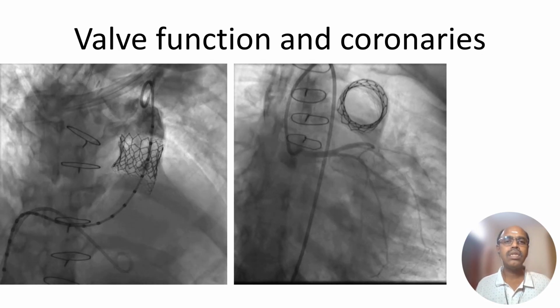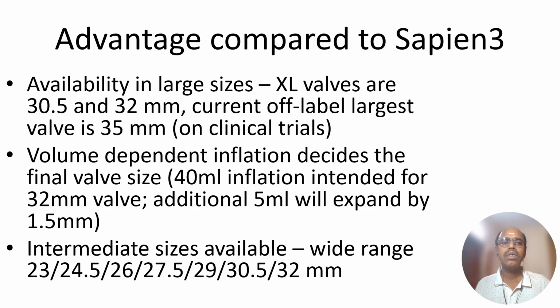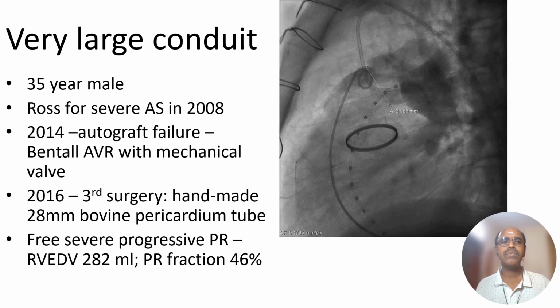So in all these conduits, what exactly is the advantage compared to a Sapien S3 valve? It's available in larger sizes, which means XL sizes, 30.5 and 32 millimeter are available. And currently we even have access to a 35 millimeter valve. In fact, the 32 millimeter valve, if you overinflate, you can even reach about 33 millimeter or so. And there are multiple intermediate sizes. These may be the advantages over a Sapien S3.